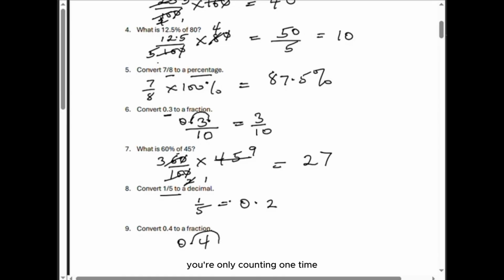Then question 8 wants us to convert 1 over 5 to a decimal. You can easily use a calculator. 1 over 5 is the same thing as 0.2. And question 9 wants us to convert 0.4 to a fraction. You need to count forward also. So that's you only counting one time. That's why you have 10. And this can use a factor of 2. 2 divided by 4 is 2. 2 divided by 10 is 5.